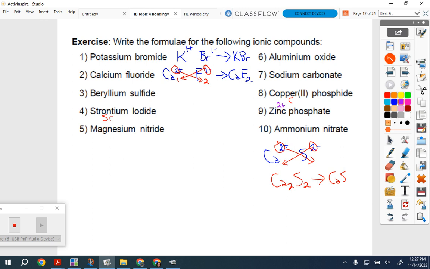So zinc phosphate, we have, knowing what phosphate is, knowing what the charge is. When we crisscross this, if you're doing that shorthand, you're going to end up with Zn3, and then you've got to do something with this PO4 to show that you have 2 of them. How do I show that I have 2 phosphates?